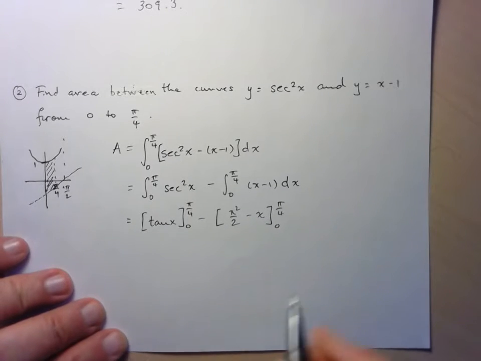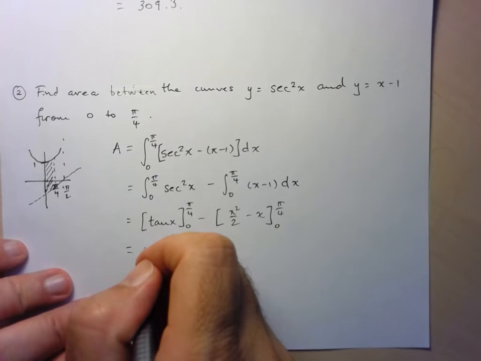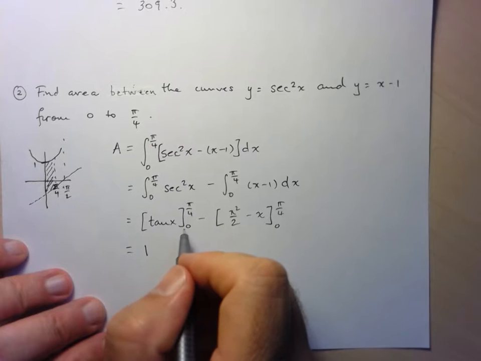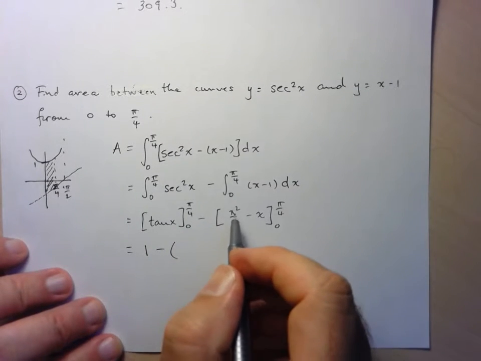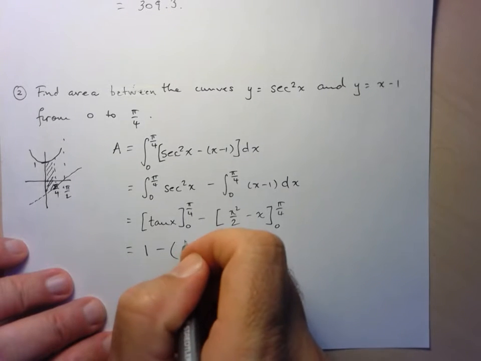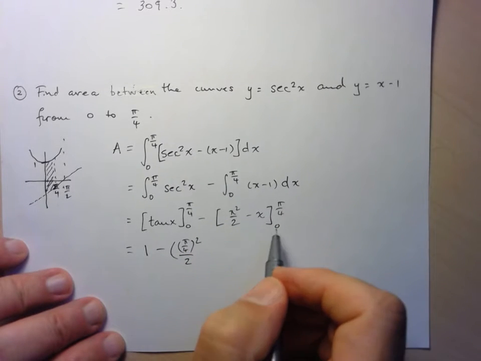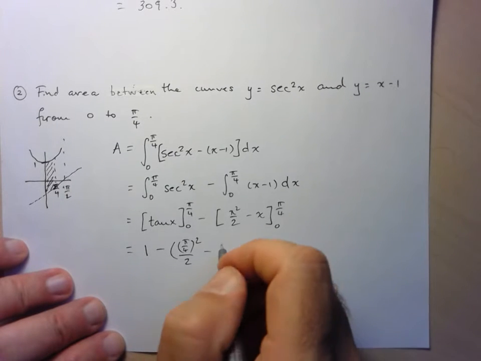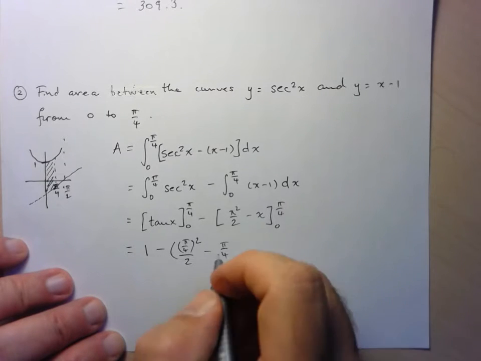Fairly straightforward. Here, tan of pi over 4 is our nice one, just equal to 1, minus tan of 0, which is just equal to 0, so that's done. Here we have x squared over 2 evaluated at pi over 4, so it's pi over 4 squared over 2, minus evaluated at 0, well that's just 0, so nothing there, and then minus again x, which will be pi over 4, minus again 0, which is just equal to 0.